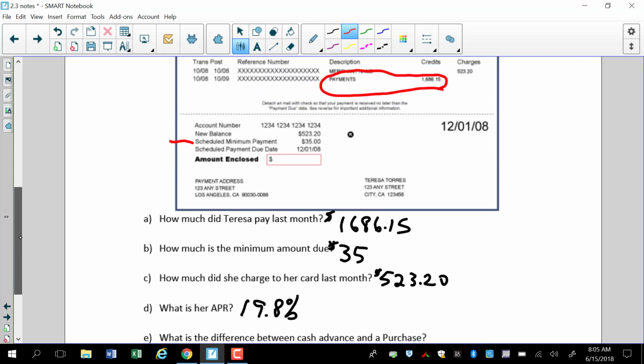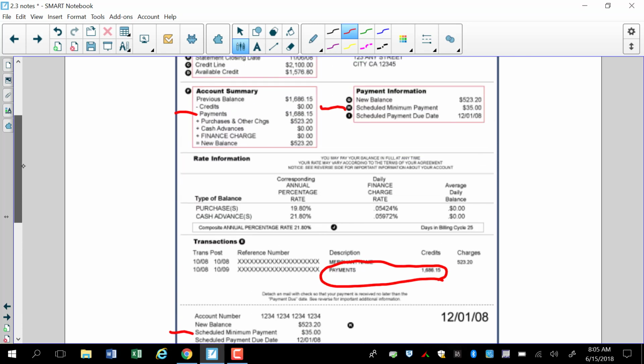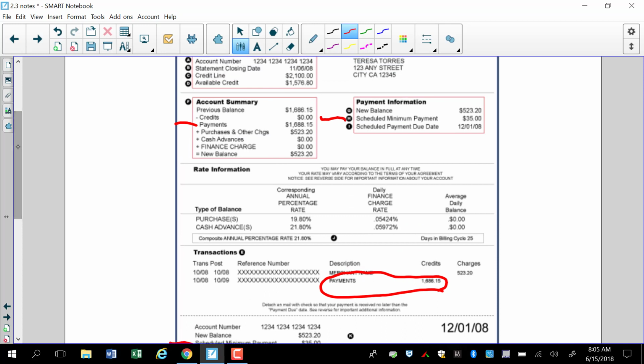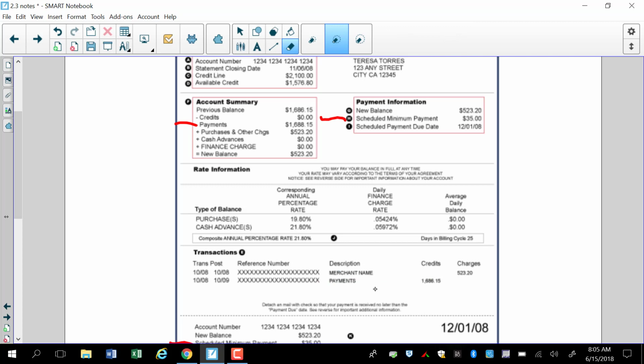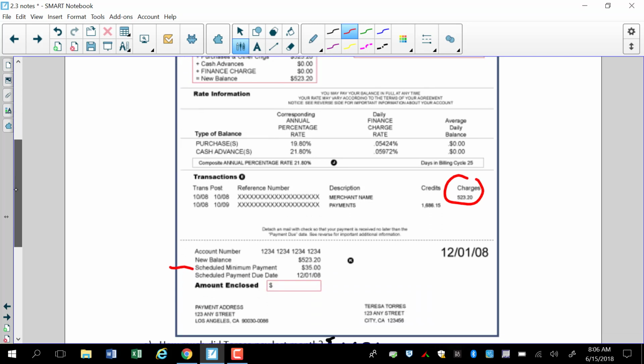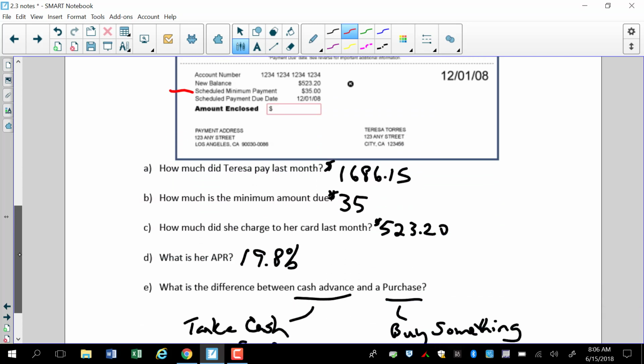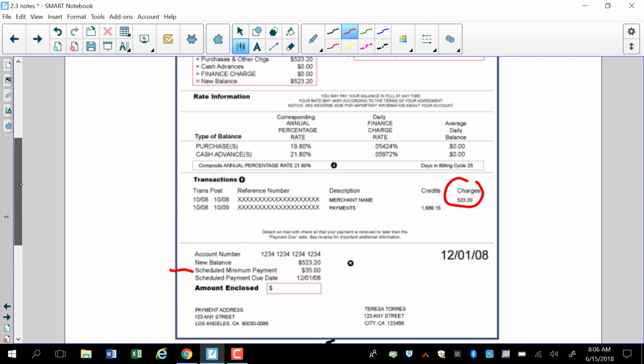How much did she charge to her card last month? You look back up here. It says charges right here. This is how much she was charged. And that's how much she spent last month on charges. What is her APR? This is her APR.